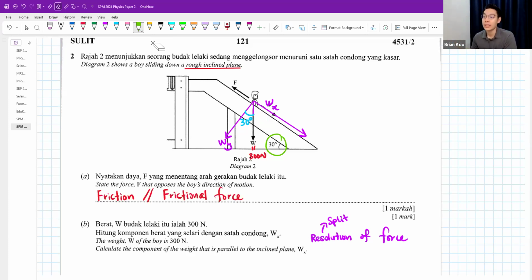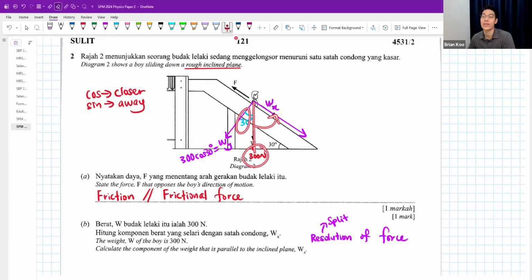Now after you found 30, I always tell my students, cos means closer, sine means away. Closer or away from the angle. So right now, 300 Newton goes closer to 30 degrees. That's why this is called 300 cos 30. Wx is going to be 300 going away from 30 degrees.